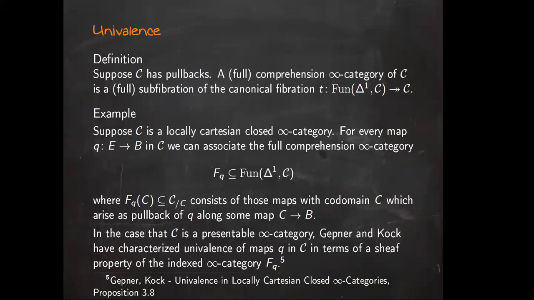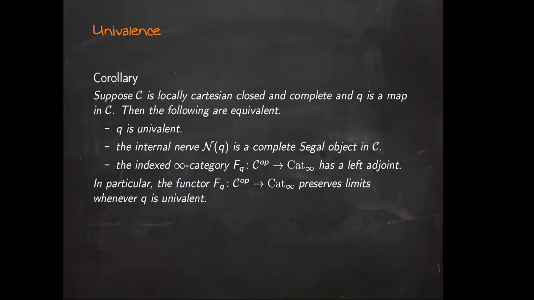And in the case that C is presentable, there's this paper by Gepner and Kock where they show that Q is univalent if and only if its associated indexing infinity category FQ, defined in this way, has a certain sheaf property, namely it preserves limits. And we can generalize this immediately by dropping presentability and keeping completeness: if C is locally Cartesian closed and complete, and Q is some map, then Q is univalent if and only if its associated indexing infinity category has a left adjoint. In particular, it always preserves limits if it is univalent, right?